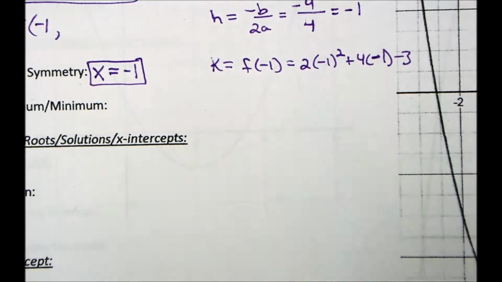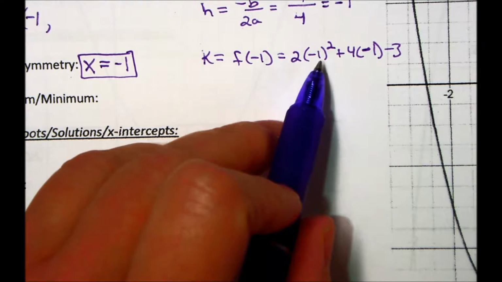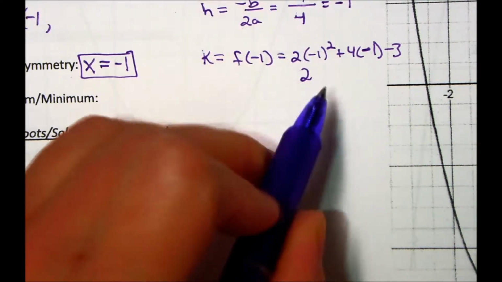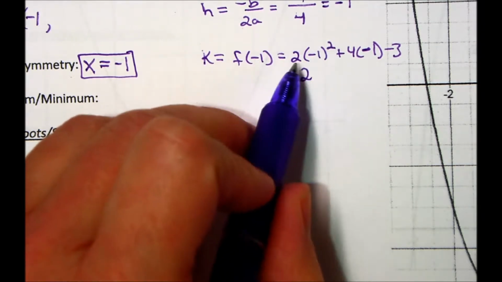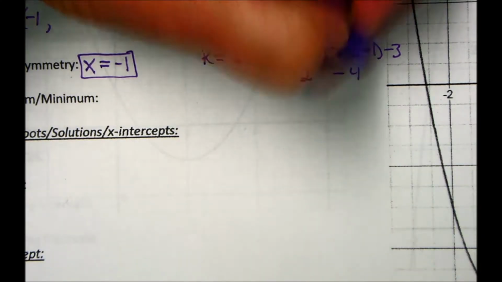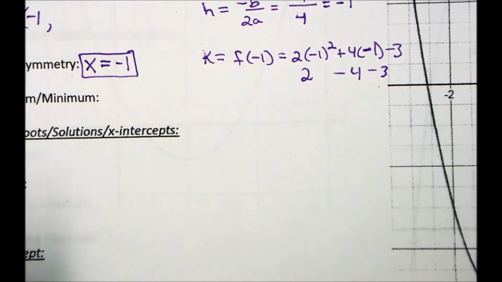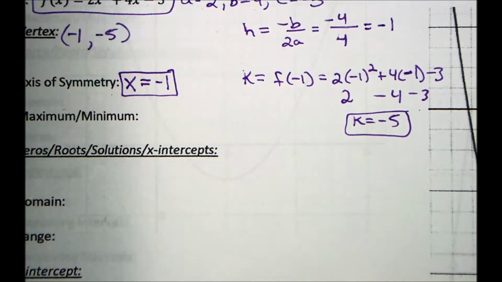And then you can either plug that in the calculator or simplify it. For me, it's faster just to simplify it. -1 squared is going to be +1 times 2 would be 2. Make sure when you're simplifying this, you always square the number first, then multiply. Exponents before multiplication. All right, so this next middle term is -1 times 4, or -4, and then minus 3. So 2 minus 4 minus 3, I would think of that as -7, and a +2 would be -5. All right, so -5 is the y-coordinate of my vertex.